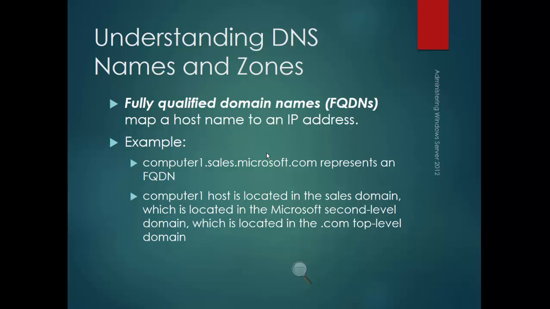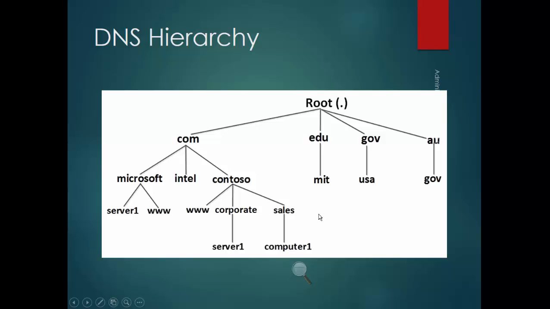Computer 1 represents an FQDN, right? Computer 1 host is located in the sales domain, which is located in the Microsoft second level domain, and so on. The full address is called the FQDN, and which machine is hosting or is part of that is also added. So when we join a machine to a domain, we do not write the FQDN, we just write the domain name itself.